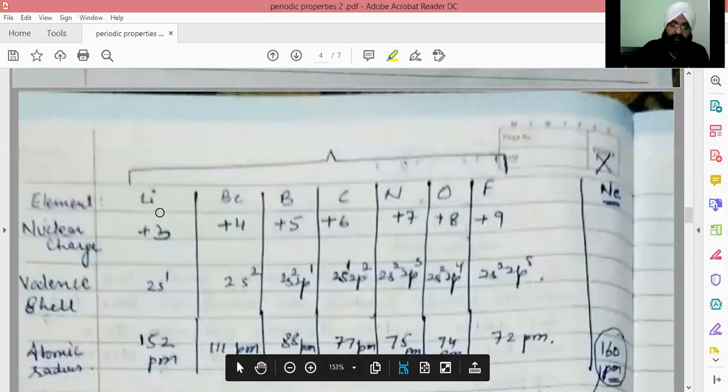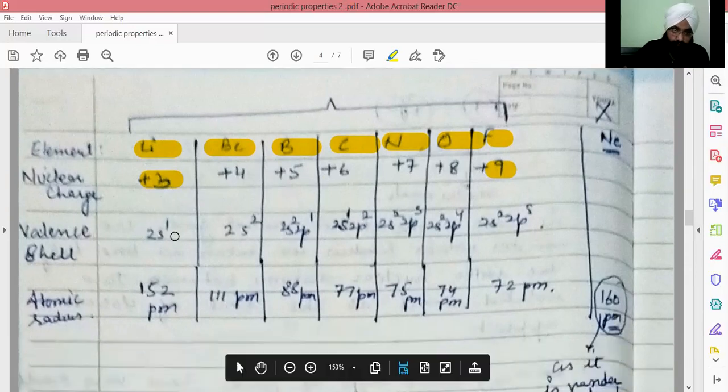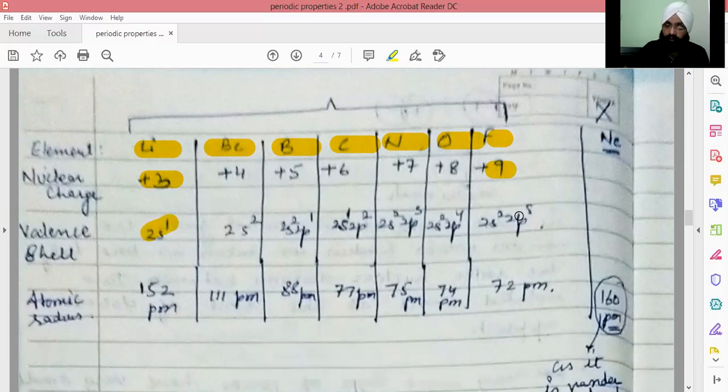So, let's consider the second period: lithium, beryllium, boron, carbon, nitrogen, oxygen, fluorine. Their atomic numbers are 3, 4, 5, 6, 7, 8, and 9. So the number of protons, and hence the nuclear charge, increases: 3, 4, 5, 6, 7, 8, 9. Valence shells are 2s1, 2s2, 2s2 2p1, and 2s2 2p5 for fluorine.